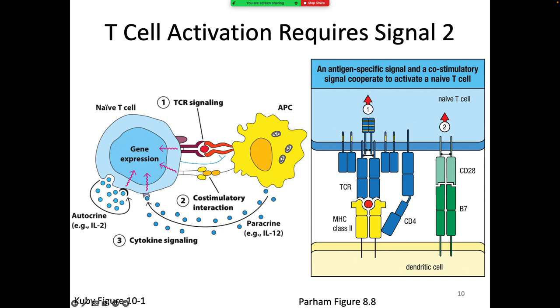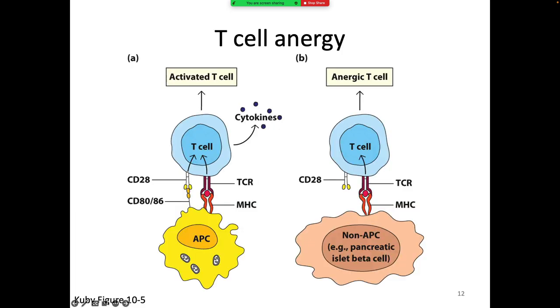But it actually is more than that. If a T cell sees signal one without seeing signal two, it doesn't just not get activated. That T cell actually gets turned off. And so if a T cell sees signal one without signal two, that T cell gets a signal to go into a state of anergy, or to become an anergic T cell.